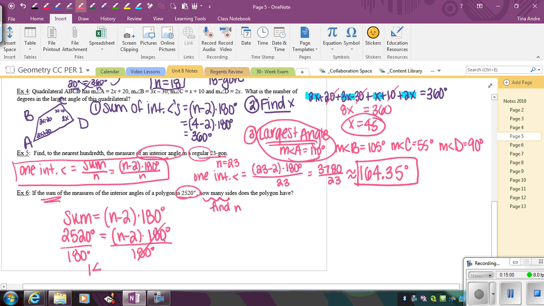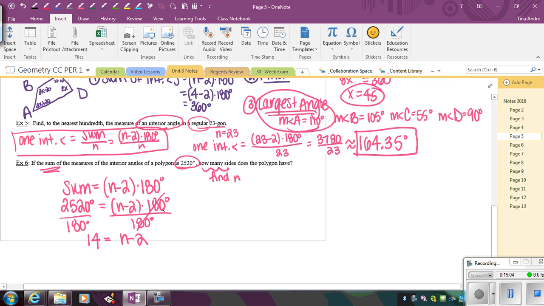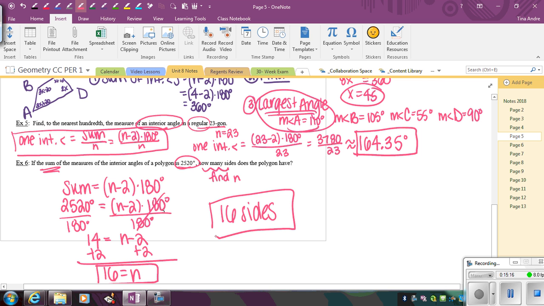By dividing, I get 14 equals n minus 2. Solve for n means add 2 to both sides, so we get 16 equals n. So how many sides does it have? It has 16 sides. So it would be called a 16-gon.